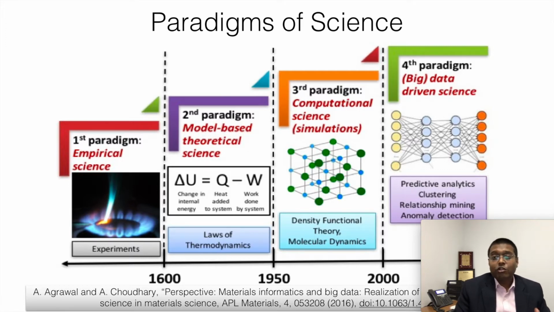So that's why there's a big push for this fourth paradigm of science, which is big data driven science, where data itself becomes a resource. So in addition to all the physics that we know, all the domain knowledge, all the computational power that we have for doing simulations and so on, just the sheer amount and volume and velocity of data itself is a resource in driving discoveries. So things like predictive analytics, clustering, relationship mining, anomaly detection, these are key techniques in this paradigm.